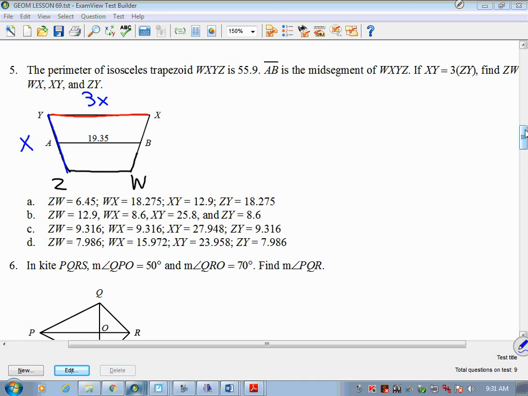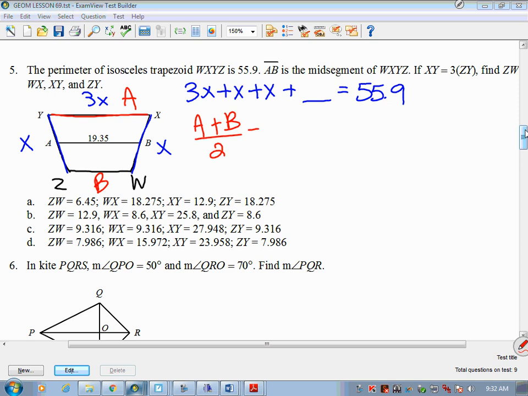And because it's an isosceles trapezoid, I know that XW is also x, correct? Because they told me that it's isosceles, so my legs are congruent to each other. They don't tell me anything about ZW, though, right? Okay, so in terms of perimeter, I know 3x plus x plus x plus ZW equals 55.9. That's as far as I can go with that, correct? And if I call this A and this B, I do know that (A plus B) divided by 2 equals 19.35. Okay, do we understand that?